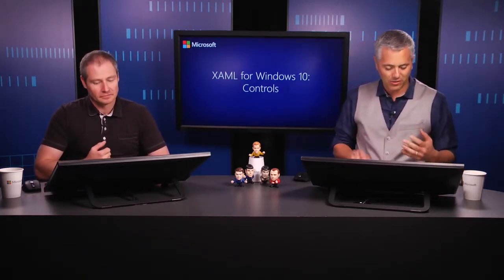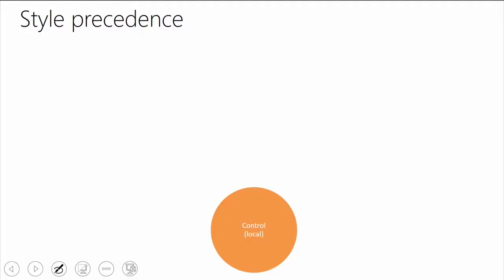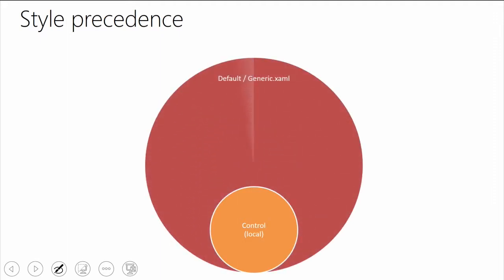All right. So let's talk about this idea of precedence because it's actually slightly complicated, but this will probably make the most sense. If I have my control, that's the local. We know that that is the closest of all and will always win. But let's pretend we haven't set local. Then we set first generic.xaml. Generic.xaml, remember, is injected automatically by the platform so that you can use all the default styles and templates that are inside generic.xaml. That's the first step no matter what.